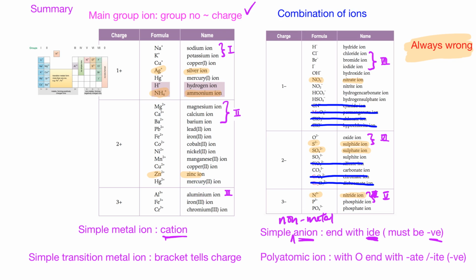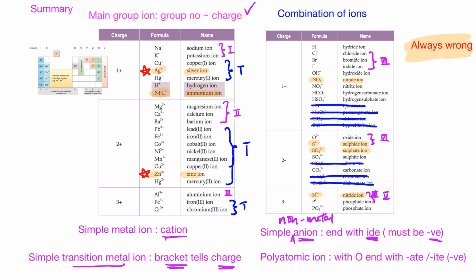And then for the transition metals, they have brackets. The brackets tell you the charge. So these are the transition metals, all of these. Among these, just pay attention to two of them: one is the zinc ion, one is the silver ion. They don't have brackets to show you.